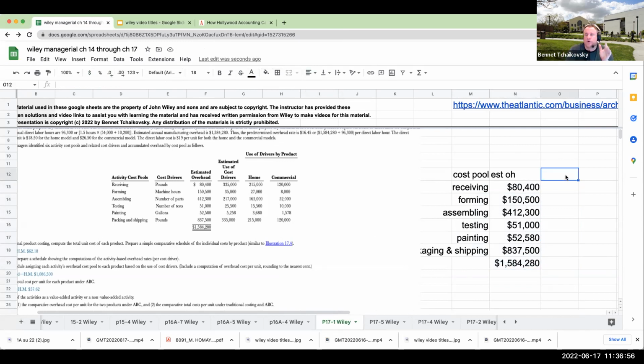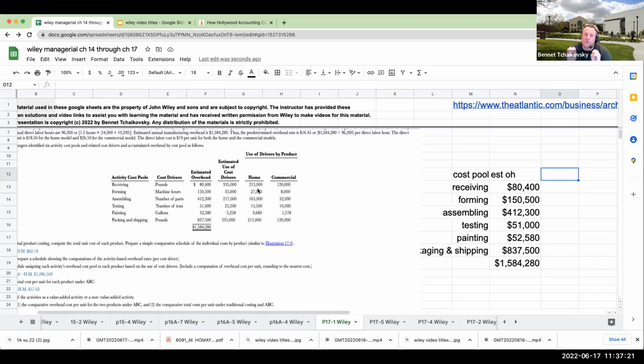Now, in terms of going through and allocating this, what I need to come up with is I need to go through and look at this. And this basically says pounds. So over here, our estimated use of cost drivers in terms of pounds is going to be 335,000 for receiving. For forming, it's going to be 35. And then this is what it's telling us over here, the use of the drivers by the product.